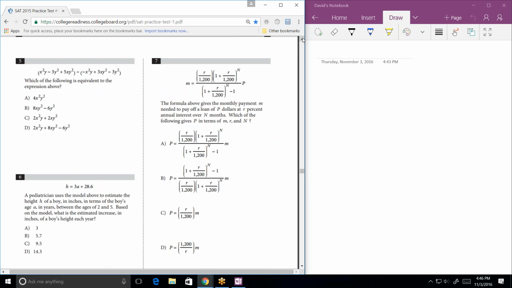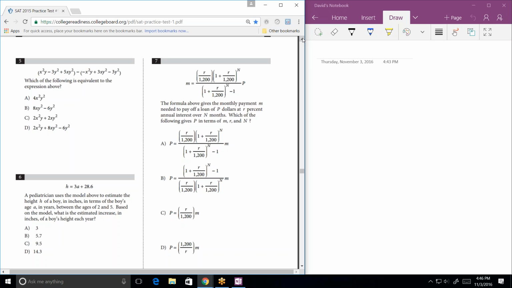Okay. The formula above gives the monthly payment M needed to pay off the loan of P dollars at R%. So M equals monthly payment, P equals dollars and R equals percent of annual interest, and N is months.